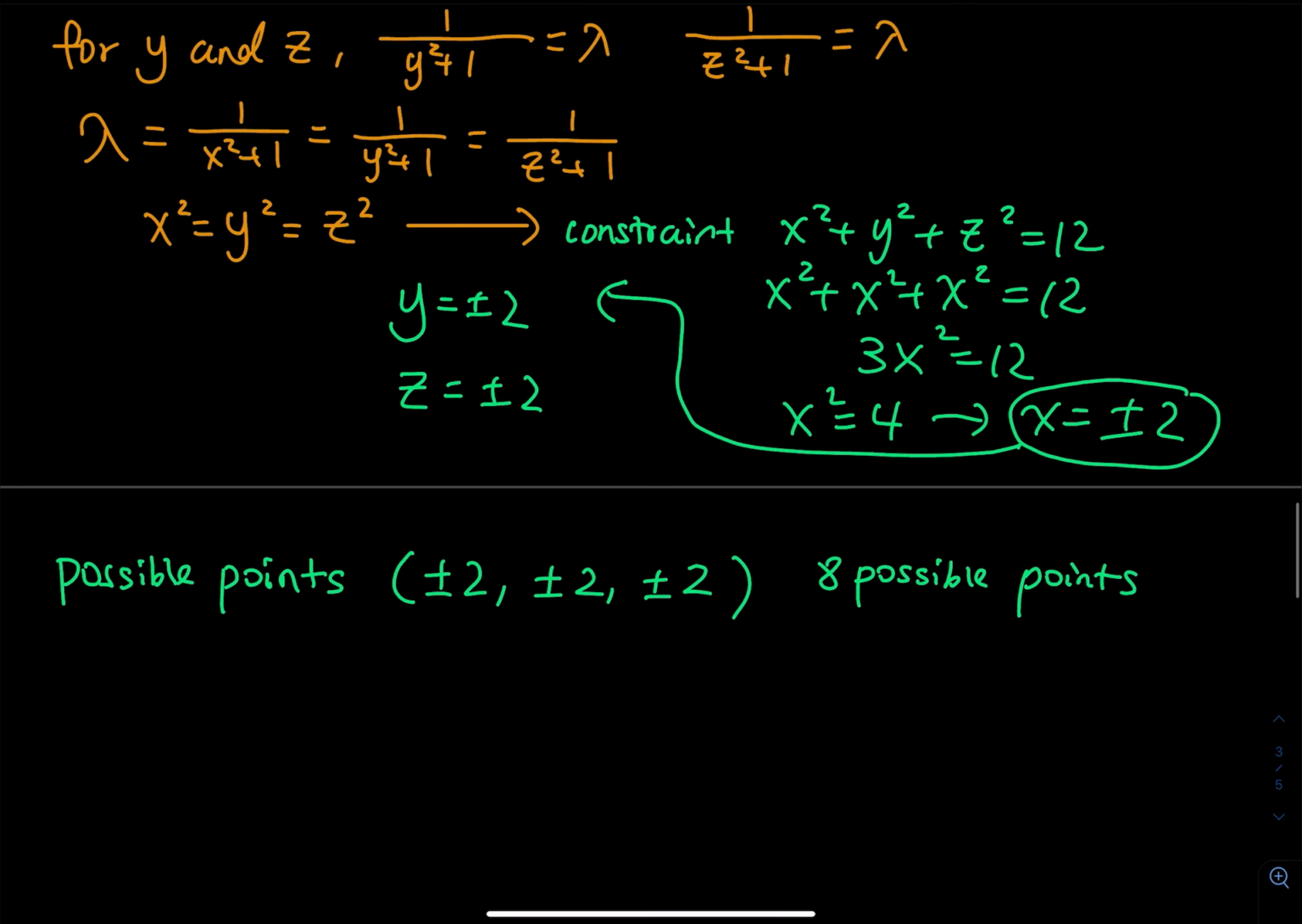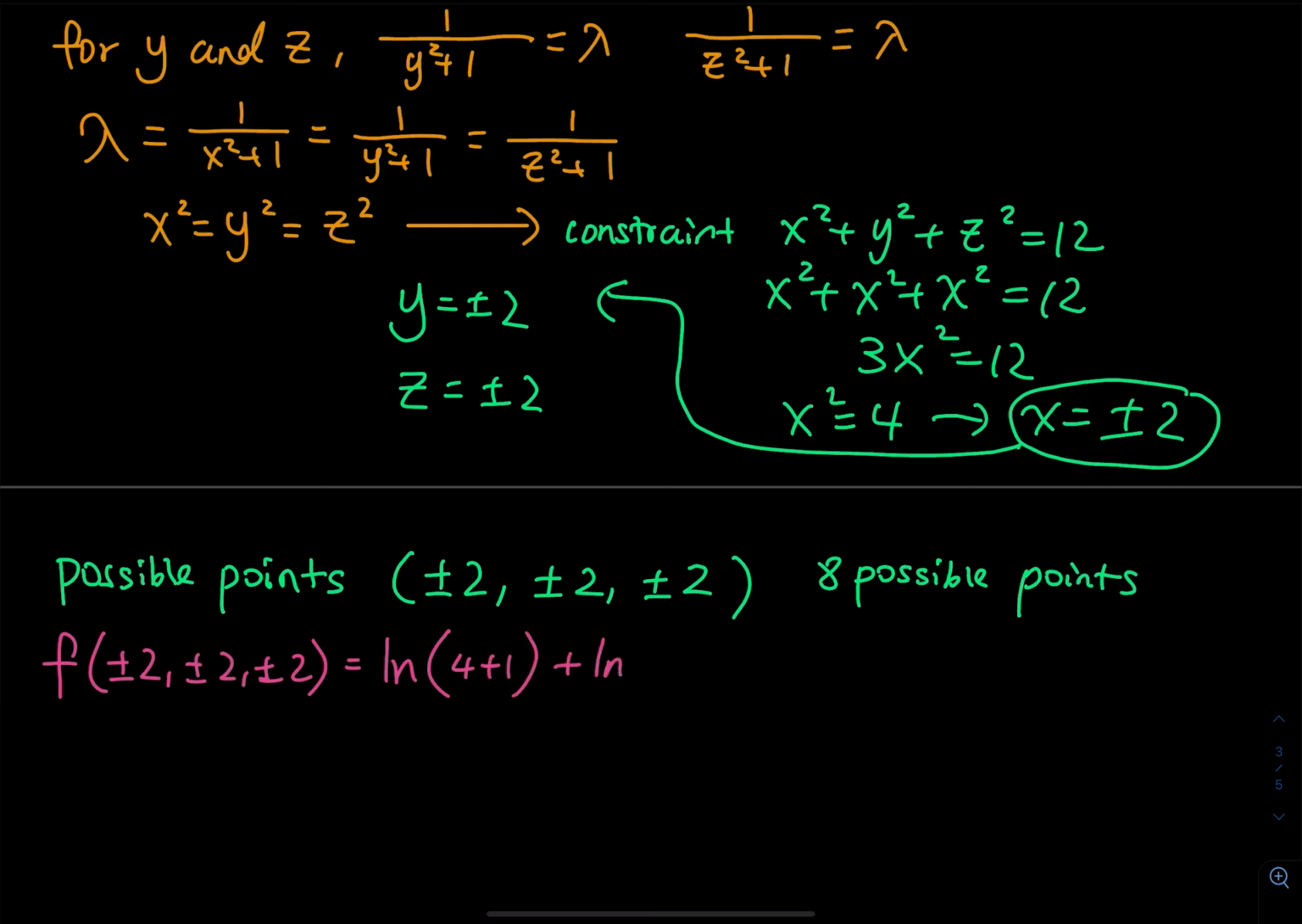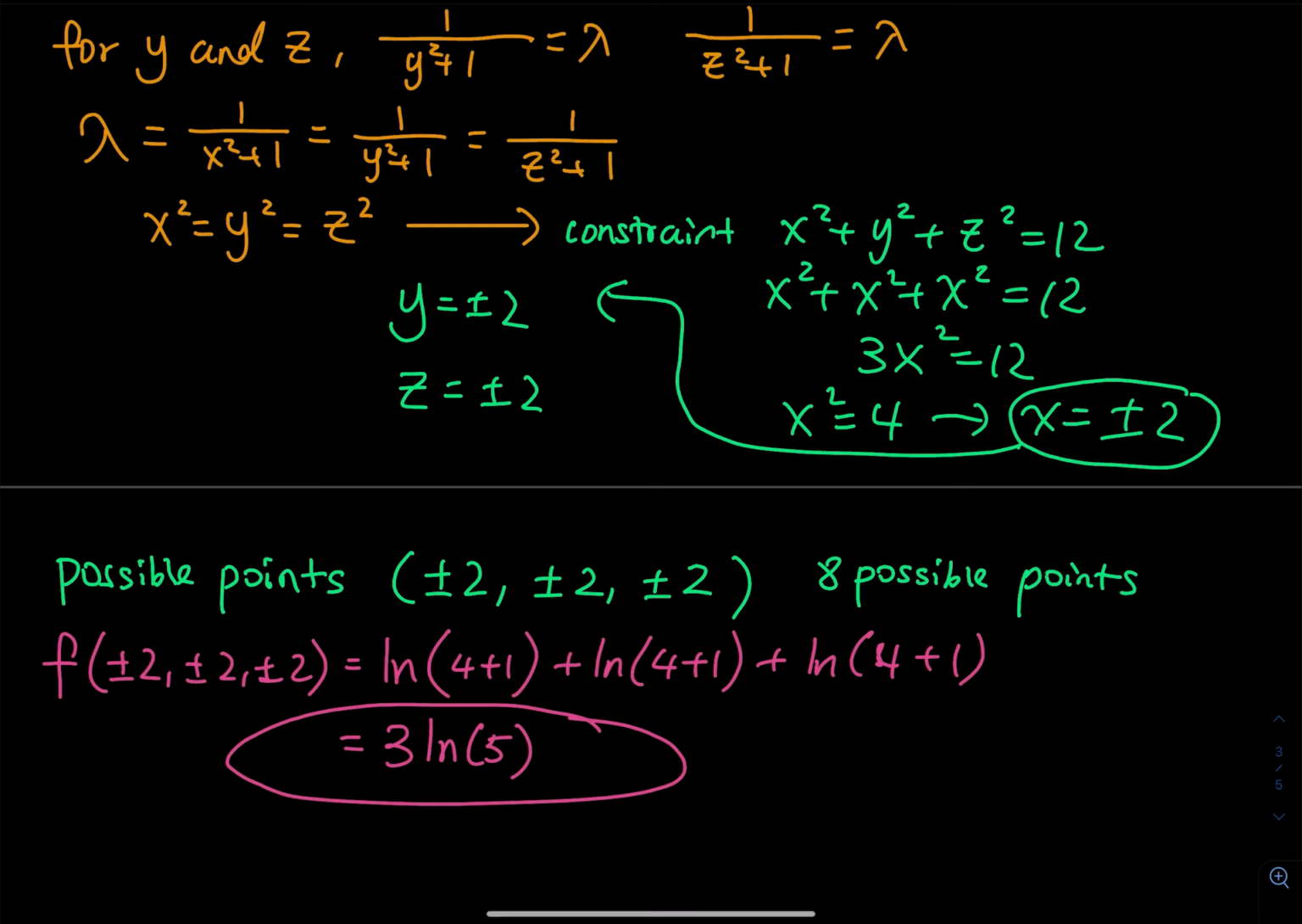And then returning to the objective function, this is what we have. We have f of x, y, and z, they are all equal to plus or minus 2. That is ln of x squared, so that will be 4 plus 1, same thing for y and z. So you have 3 copies of ln 5 added together. So that will be 3 copies of ln 5. Okay, so we'll just keep this for case 1. And then what about case 2?